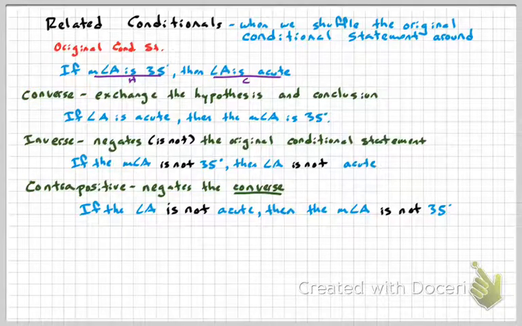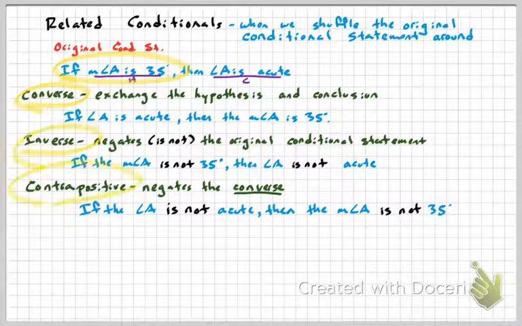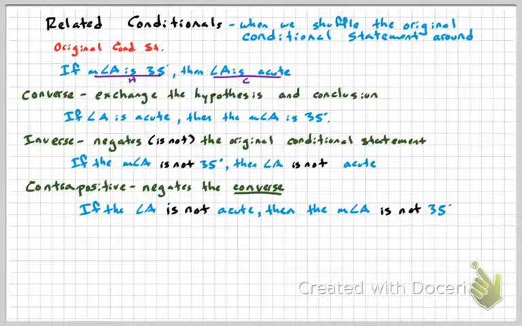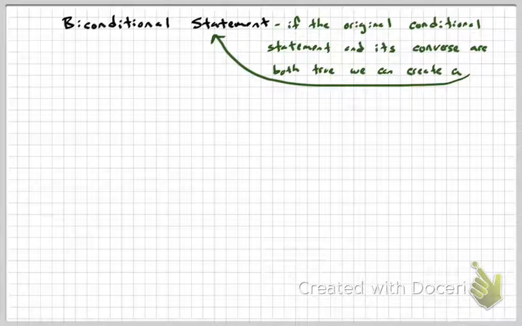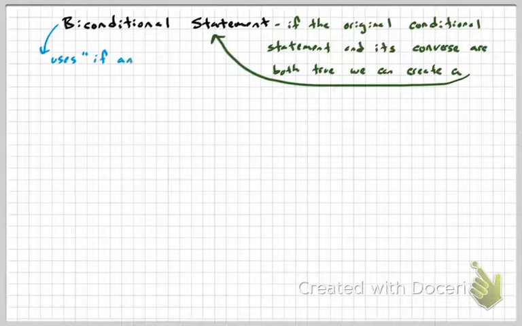But it's not always true that the original and the converse will be true. Because if both of those are true, then everything turns out to be true. And that leads us to what we call a biconditional statement. So a biconditional statement can only be written if the original conditional statement and its converse are both true. So let's go back to that supplementary angles term.